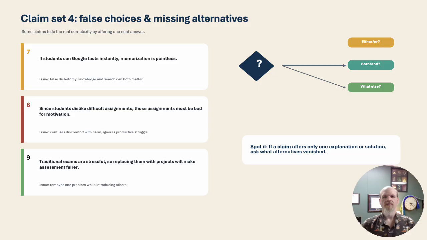So all three of these, just like the first four claims that we looked at, really have no evidence with them, but they're leading the reader to believe that there's only one path. There's only one thing to do. Get rid of those difficult assignments. Get rid of those exams. Stop memorizing information. None of that's useful. That's a dangerous way to write. And if you are swayed by arguments like that, you need to change the way that you evaluate information.